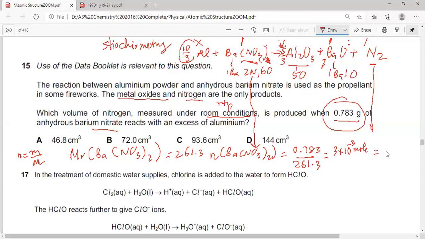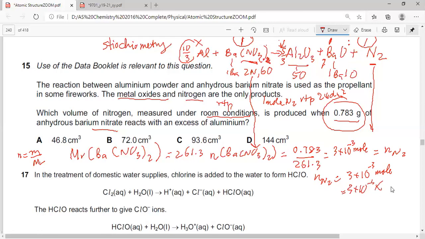So it's also equal to the number of moles of N2, isn't it? Because 1 mole is 1 mole. So the number of moles of N2 is 3 times 10 to the power of minus 3. So what is the volume? 1 mole of any gas at RTP occupies 24 dm cubed. So the volume will be 3 times 10 to the power minus 3 times 24 dm cubed.